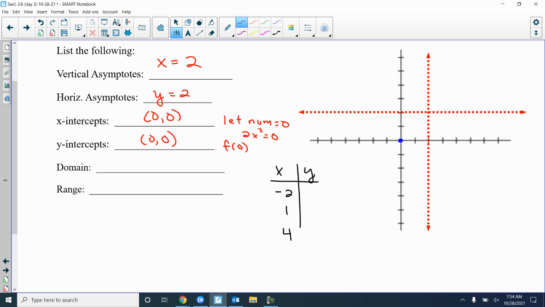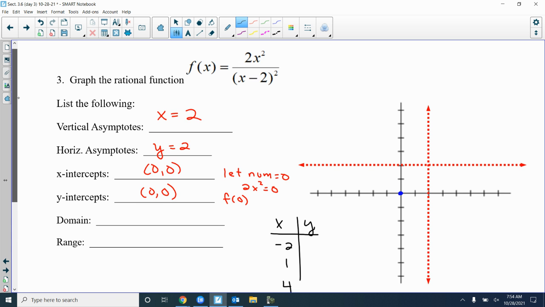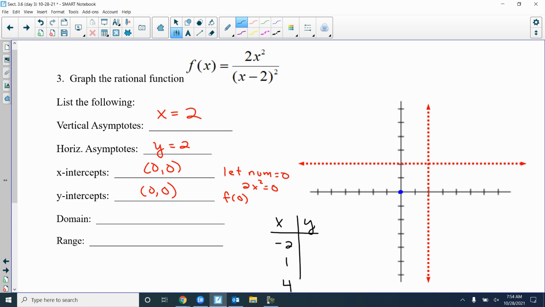Right, negative 2. Let's see if I can do this. I'll probably mess it up though. All right, negative 2 squared is 4. 2 times 4 is 8. 8 is in the numerator. Negative 2, negative 4. Is it 8 over 16? Positive 1/2. Yeah. So we got positive 1/2.